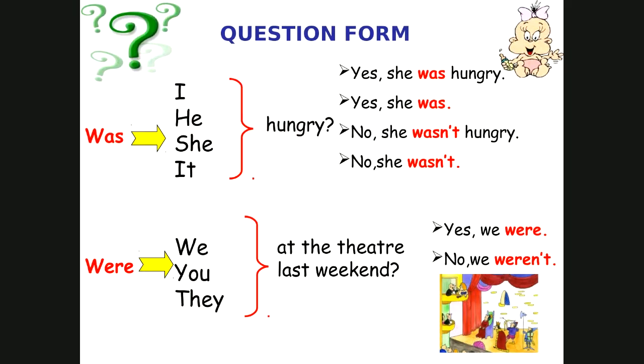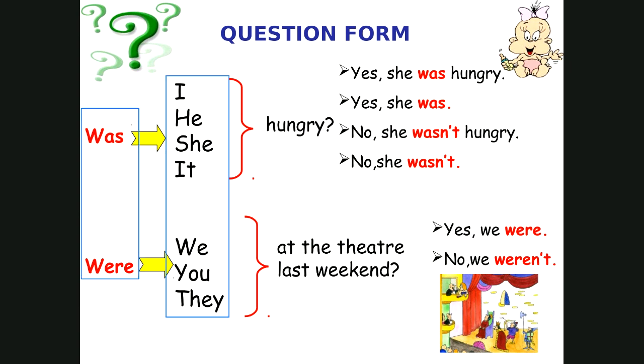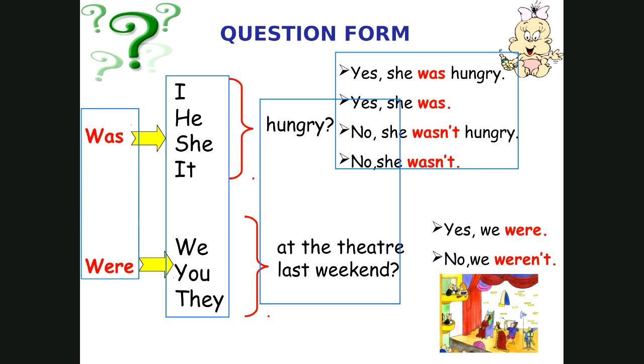Very easy to create the questions. At the beginning, we simply have to write the past of the verb to be, was or were, depending on the subject pronoun we have, and then whatever complement we are having. We can have short answers, like the ones we have over here, or long answers in which we have to include the complement in each one of the sentences.